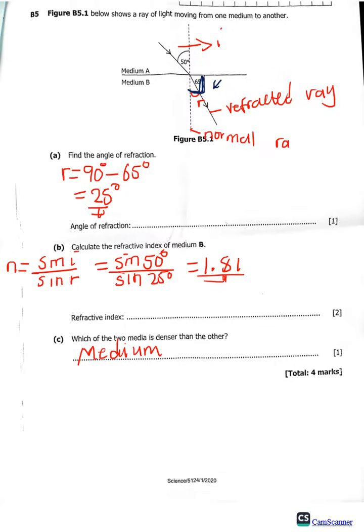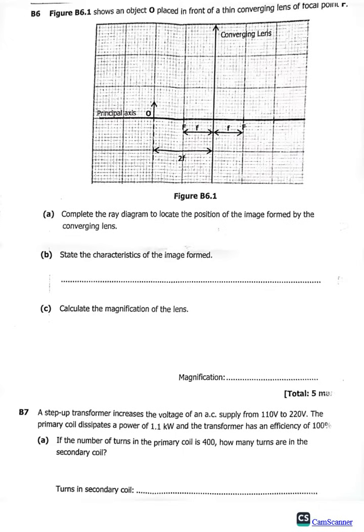Okay, so now let's go to question 6. Here we are dealing with lenses. Figure B 6.1 shows an object O placed in front of a thin converging lens of focal point F. So this is 2F. Focal point number 1 is here, focal point number 2.